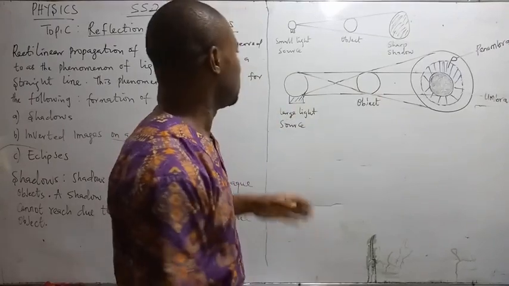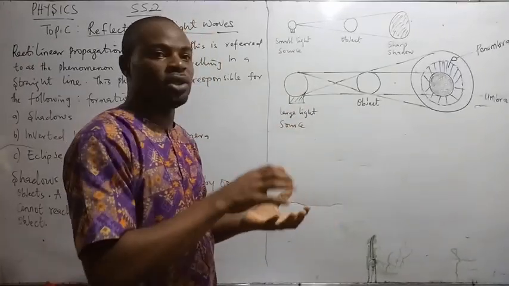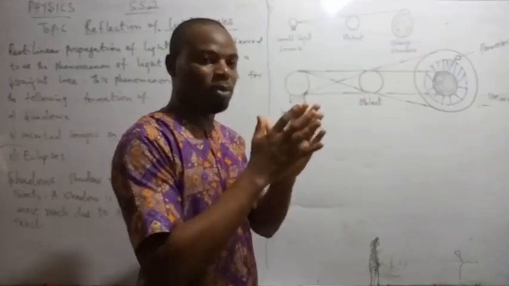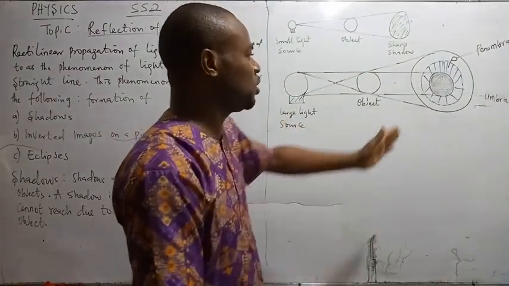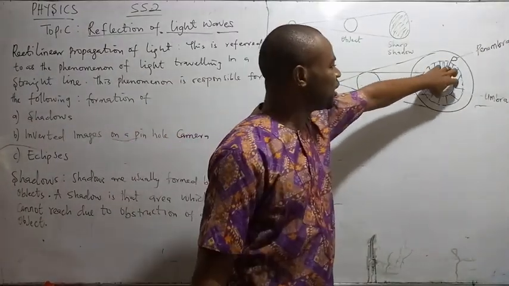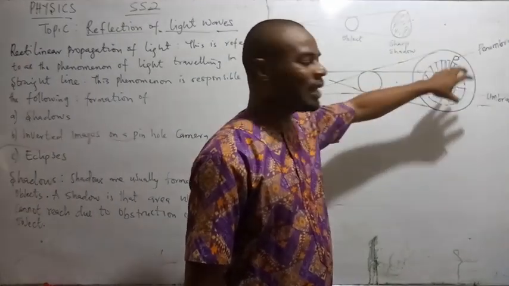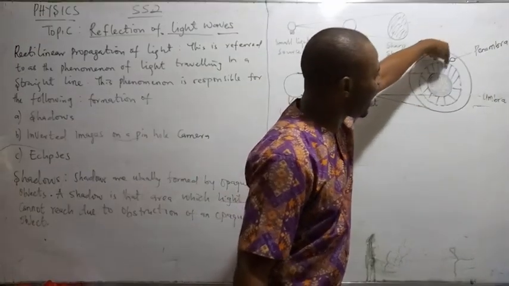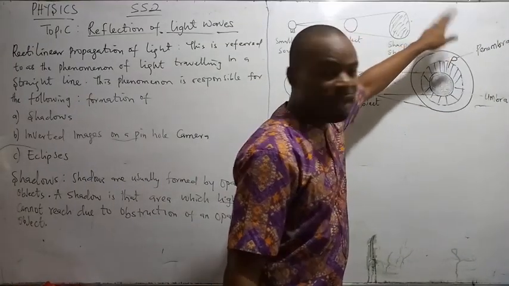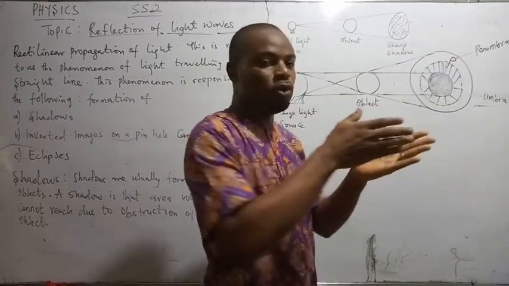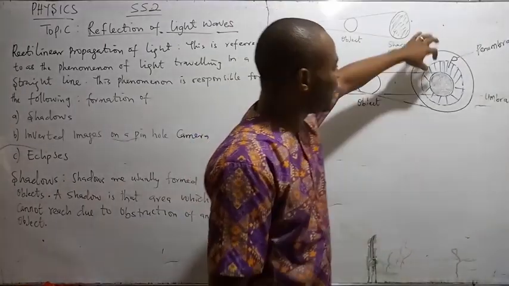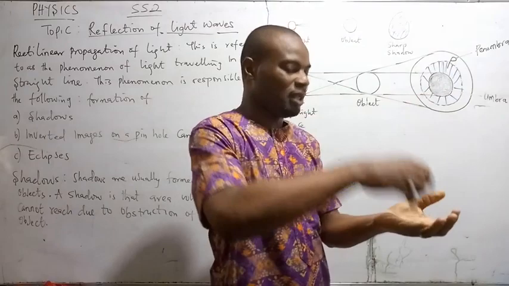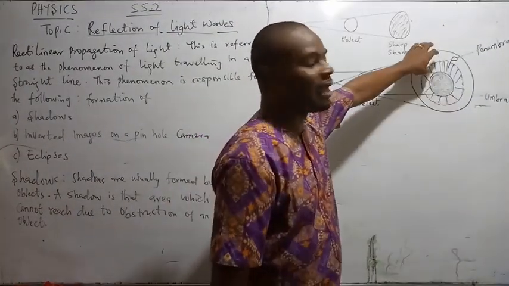Very, very sharp. The other one, if you use a large light source, the shadow produced will be made up of what? Two parts. As you can see on the board, we have an area that is what? Completely dark. That area is called the umbra region. And we have another area, you can see where I labeled P, meaning penumbra. And this penumbra is divided into two. We have the inner region and the outer region. From the description of the diagram, the inner region receives lesser light than the outer region.